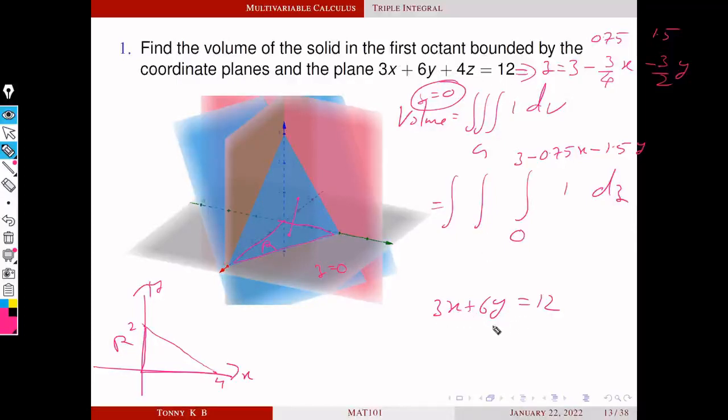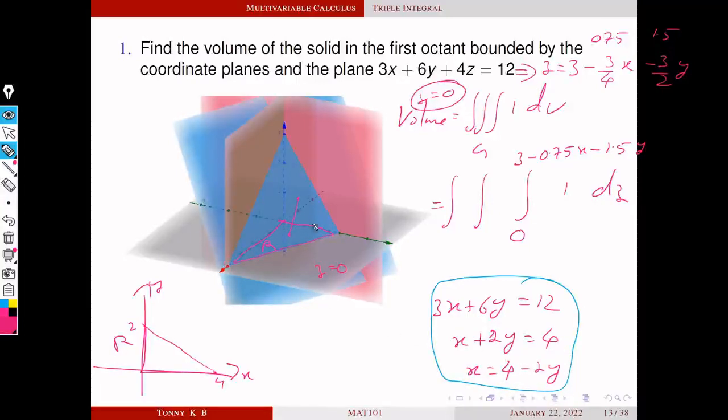You can divide by 3. So this is x plus 2y equal to 4, and from this equation x is equal to 4 minus 2y. So this is the equation of this straight line. Our x is equal to 4 minus 2y.